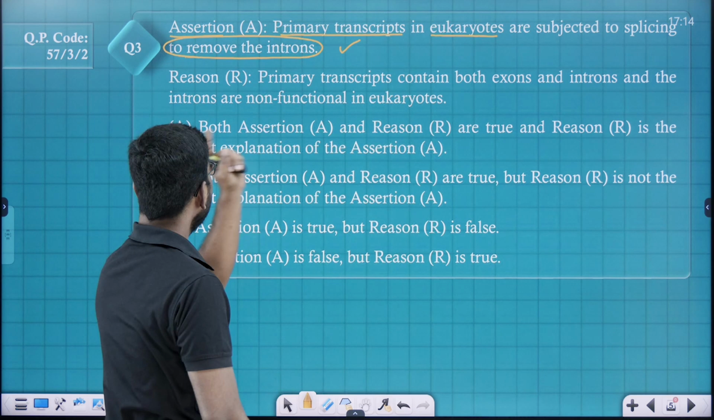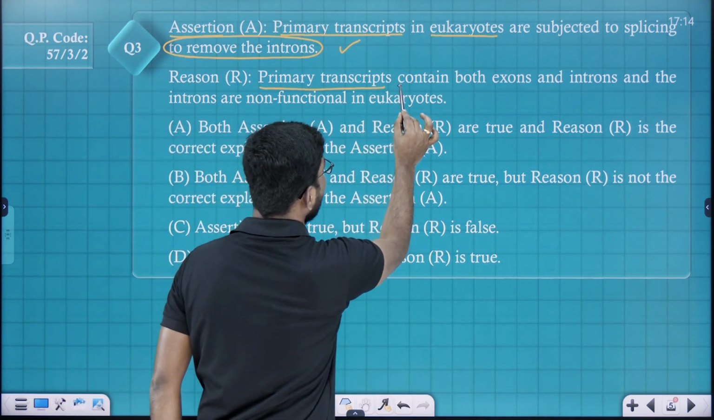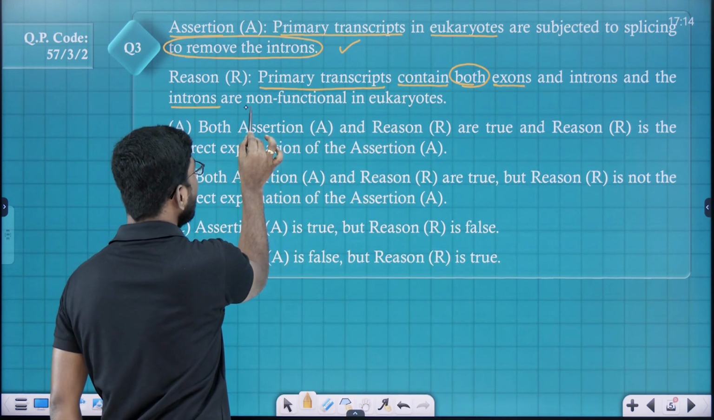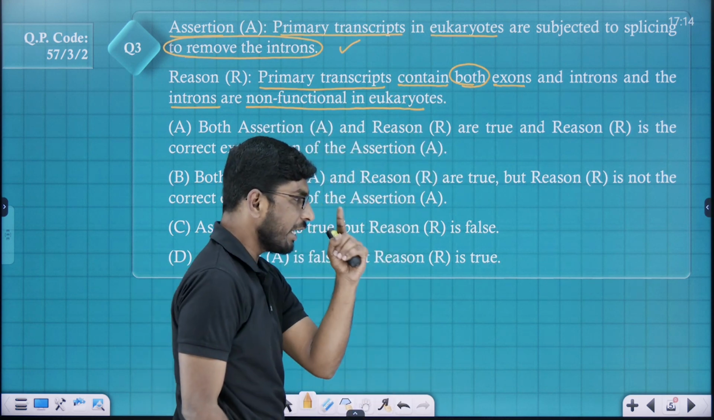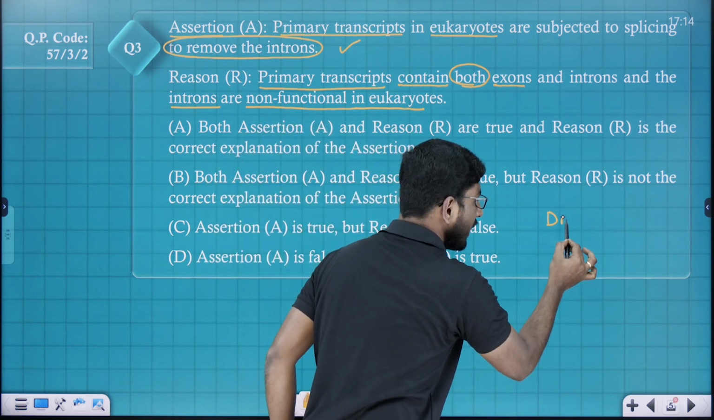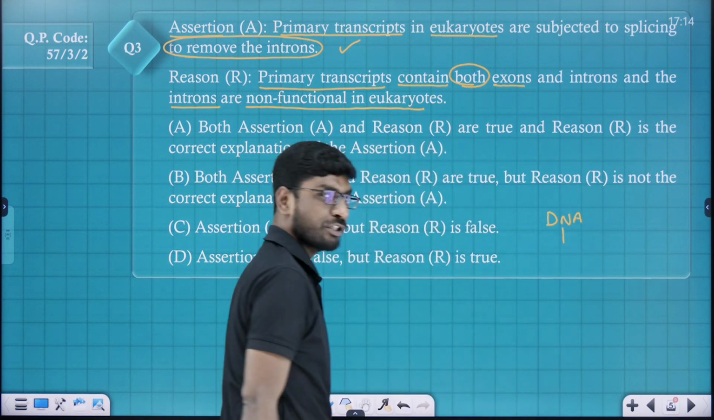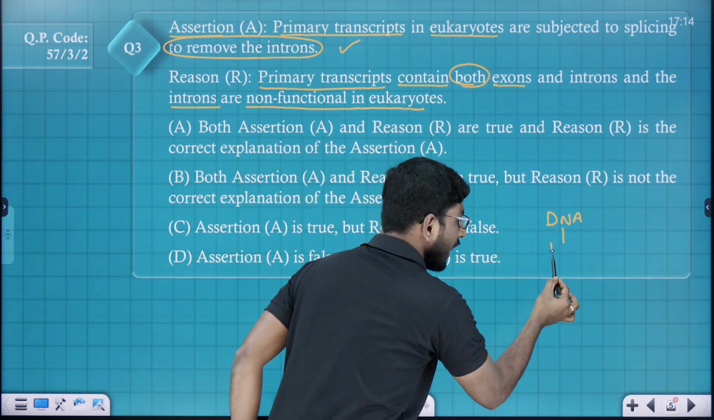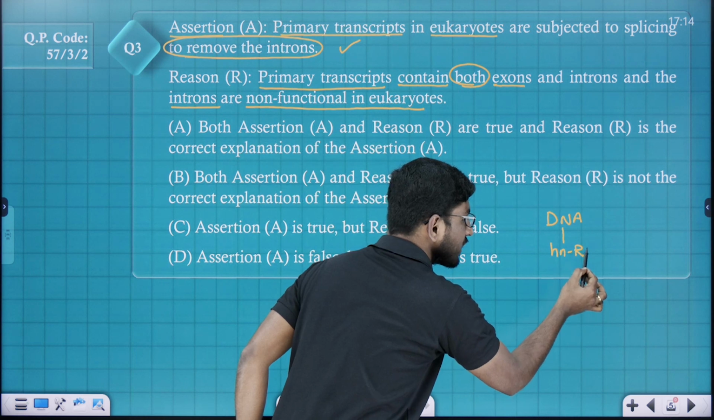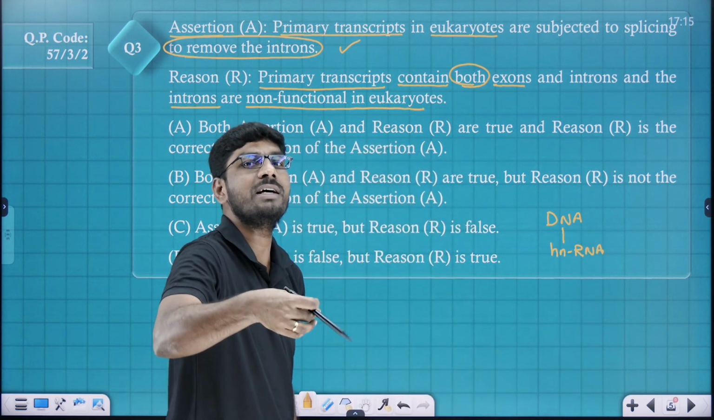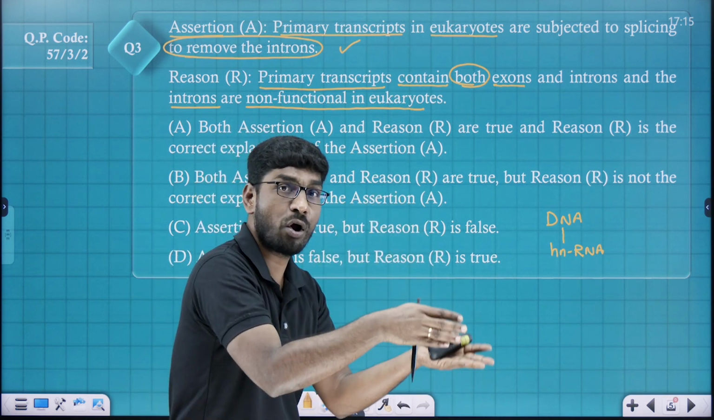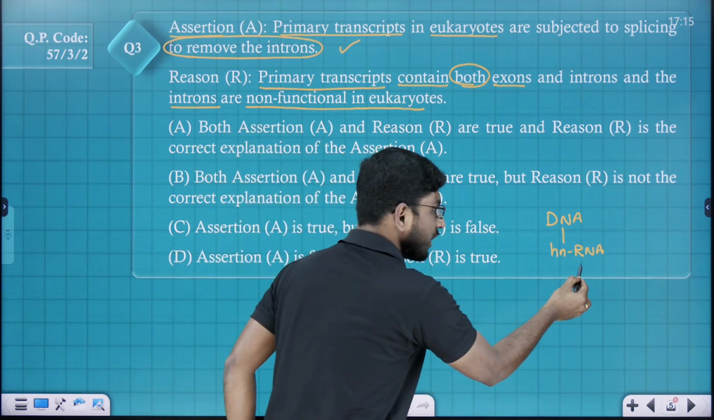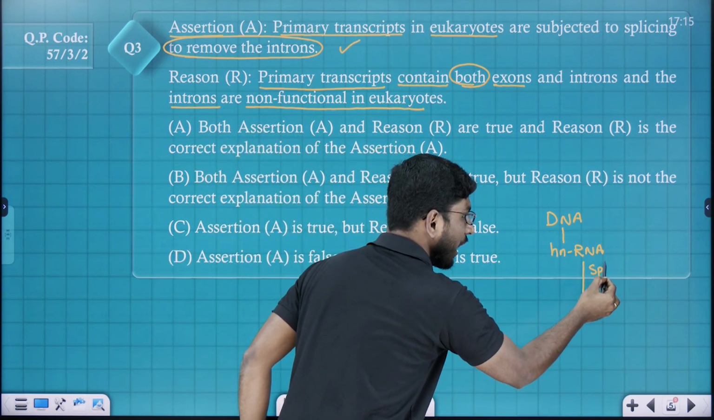Assertion is correct. Come to the reason: primary transcript contains both exon and intron, and the introns are non-functional in eukaryotes. If you are able to recall, from DNA, after the transcription process, mRNA will come. But in case of eukaryotes, from DNA, hnRNA comes. What does hnRNA stand for? Heterogeneous nuclear RNA, which consists of intron and exon both, non-coding and coding both. So this hnRNA undergoes a process called splicing.